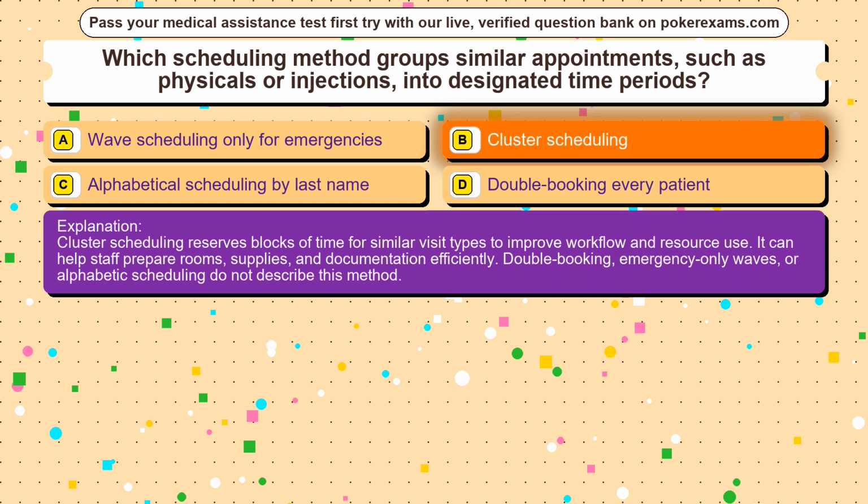Double booking, emergency-only waves, or alphabetic scheduling do not describe this method.